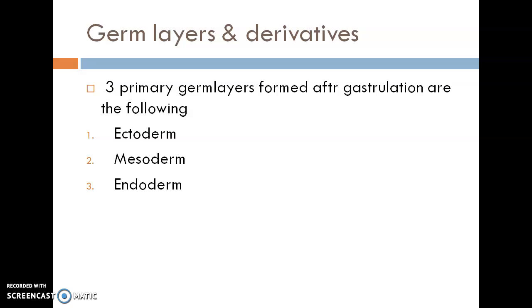Then comes germ layers and the derivatives. I told you that germ layers are primitive layers, which are very much essential for the development or the organization of the body layers of an organism. Three different germ layers are generally formed just after the gastrulation process of an organism. They are ectoderm, mesoderm, as well as endoderm.